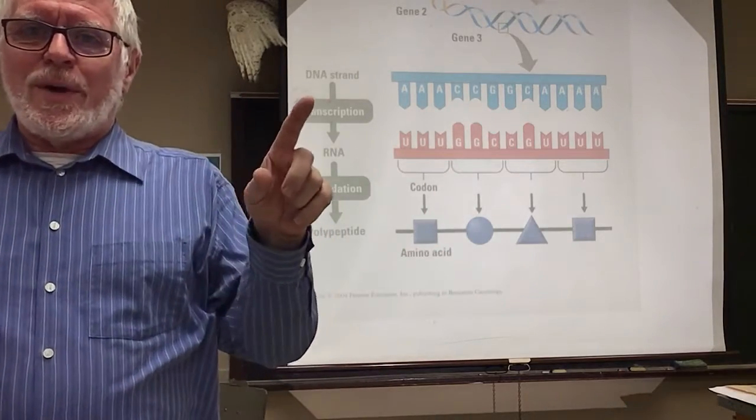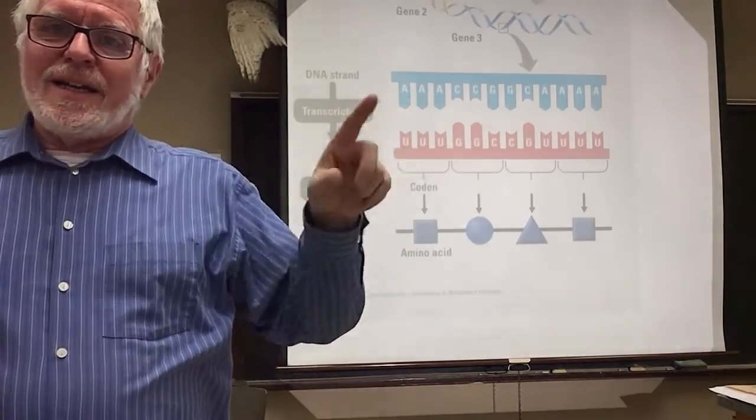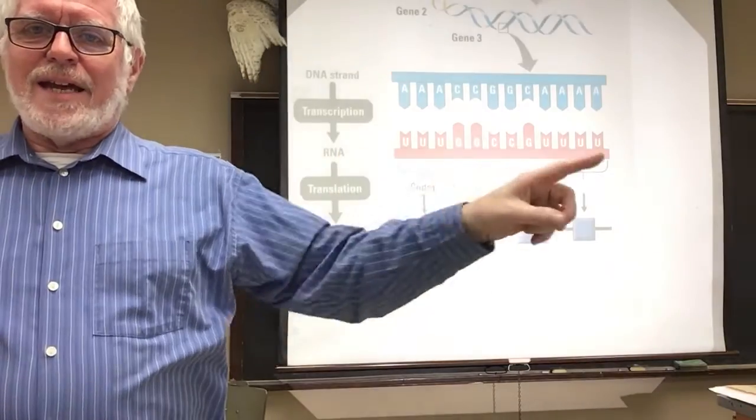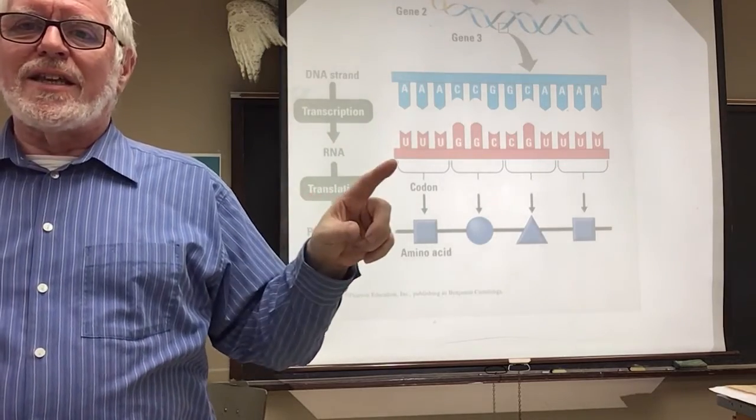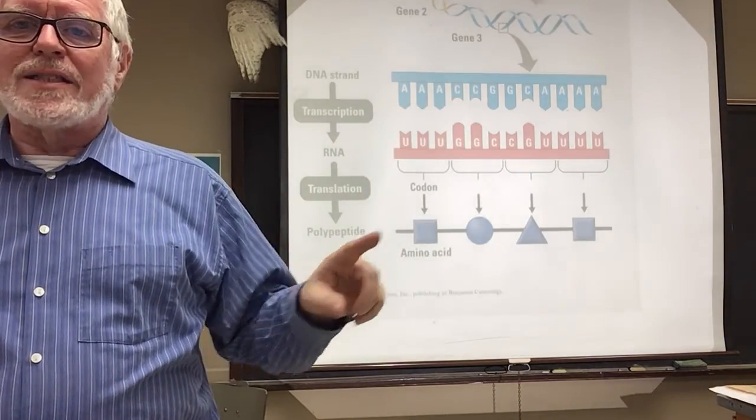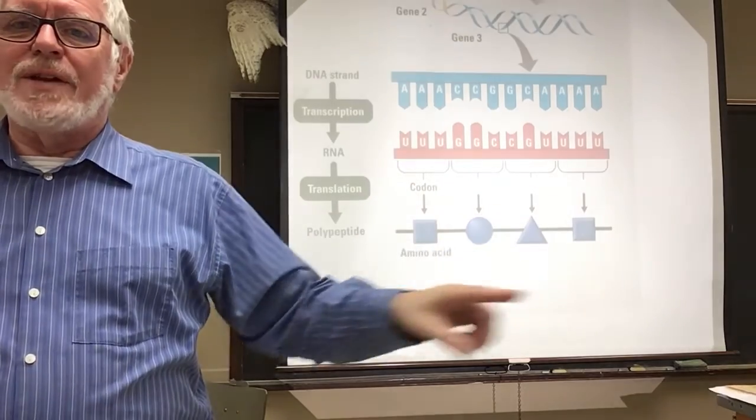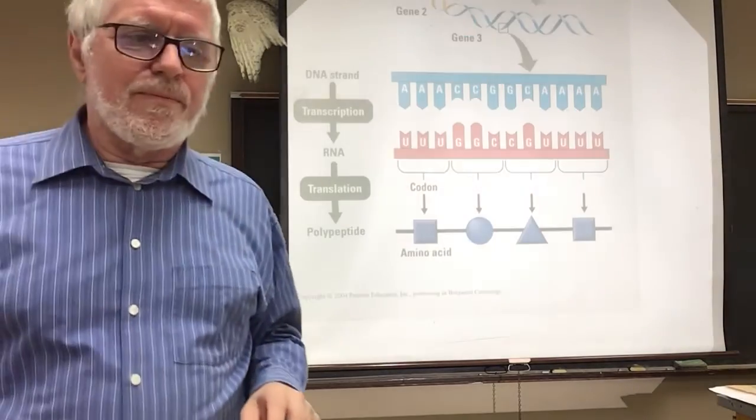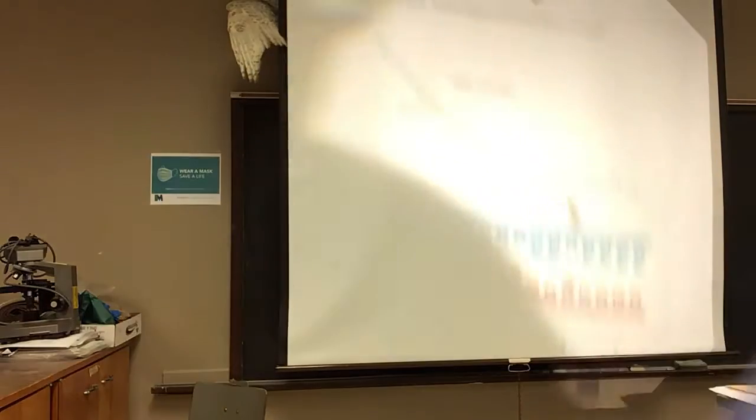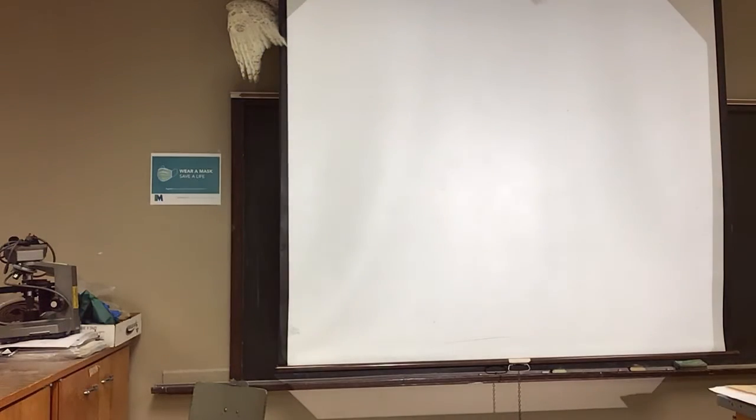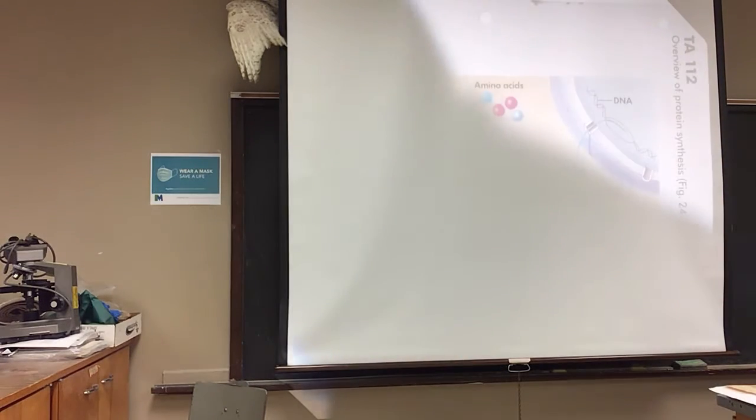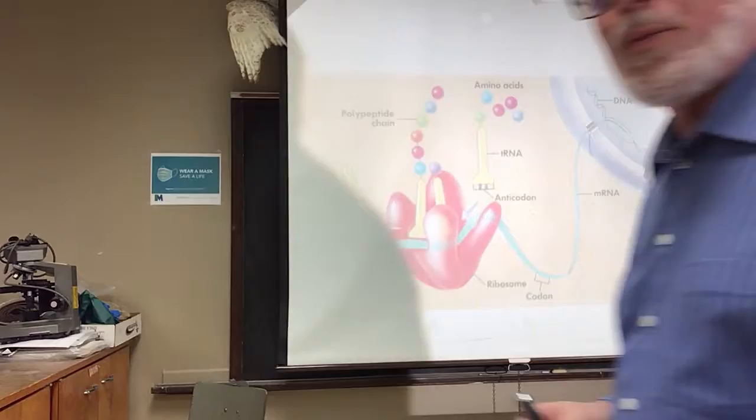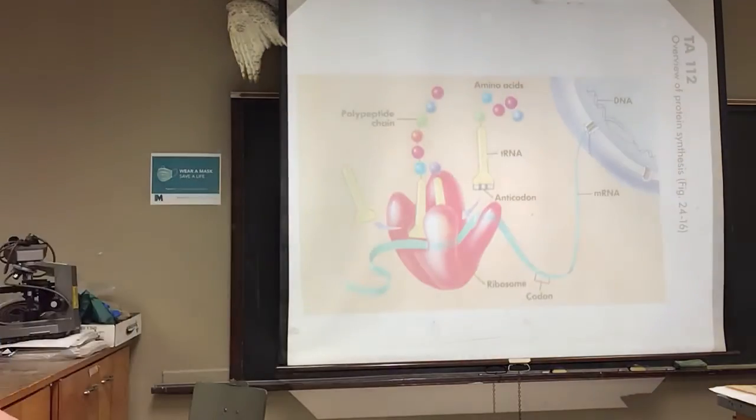And so we talked about transcription, taking the code from the DNA and converting it to messenger RNA. And now we're going to talk about the translation, taking the code from the RNA and translating it into a sequence of different amino acids. This one, you're going to have to write along with me because I got pictures.